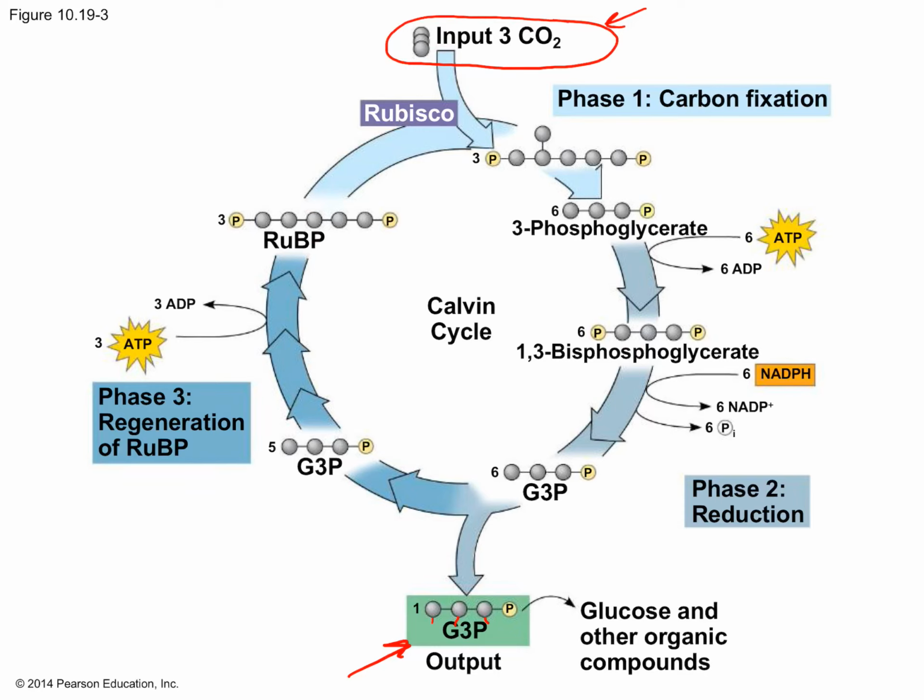Now we're ready for the next run of the cycle. 3 more CO2s drop in, okay? All right, but the important thing now is this 1 G3P sugar that's come out.